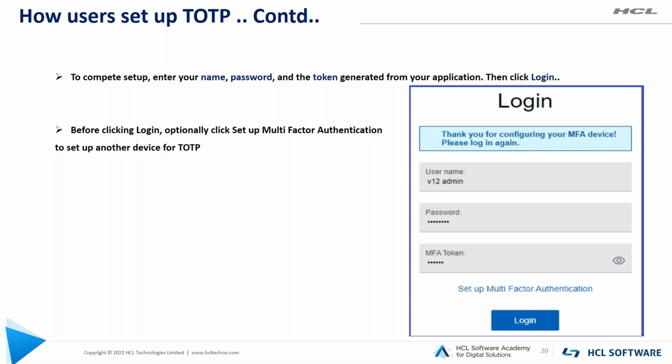So we completed the user setup and now it's time to test the TOTP-based authentication. As usual, enter the username and password. Now enter the token that is generated from your TOTP-based application. This will allow you to log into the application if the credentials and token match. Moving to next slide.